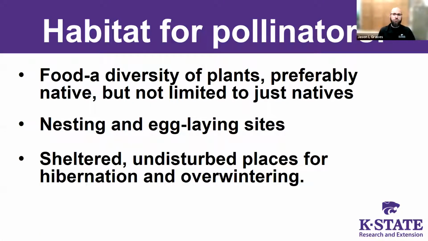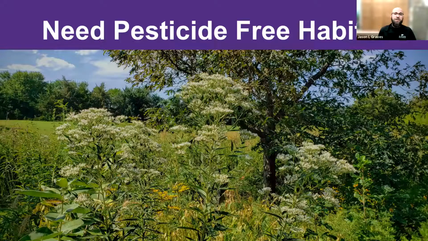And basically, we're looking at three things when we talk about habitat for pollinators. We need food, right? Just like we do, human beings, which will consist of a diversity of plants, preferably, like we said, we're going to focus on native plants, but it's not limited to just natives. We need nesting and egg laying sites for our pollinators. That's part of habitat. We also need overwintering habitat. So habitat plays a lot of function in whether our pollinators are going to be supported and able to thrive in our backyards and cities and across the globe. So I also want to highlight that we need pesticide-free habitat.